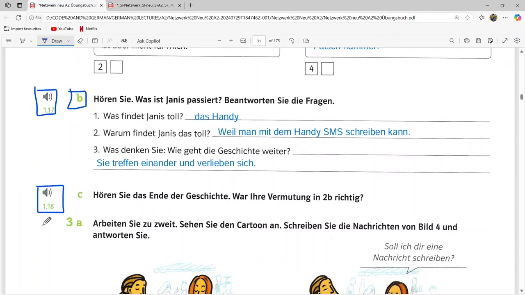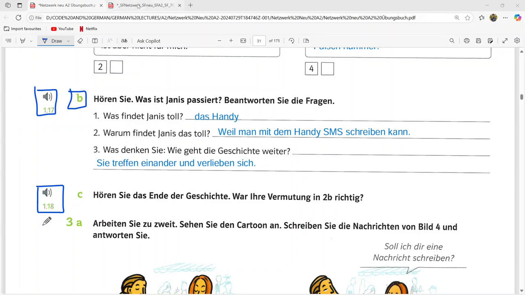This is also audio task. Let's play the audio. Aha, und habt ihr euch getroffen? Oh ja, wir haben uns ein paar Wochen später getroffen. Wir sind essen gegangen und dann ins Kino. Seit einem Jahr sind wir verheiratet. Na, herzlichen Glückwunsch. Das ist ja eine tolle Geschichte. Na, dann ist klar, warum du Handys toll findest.